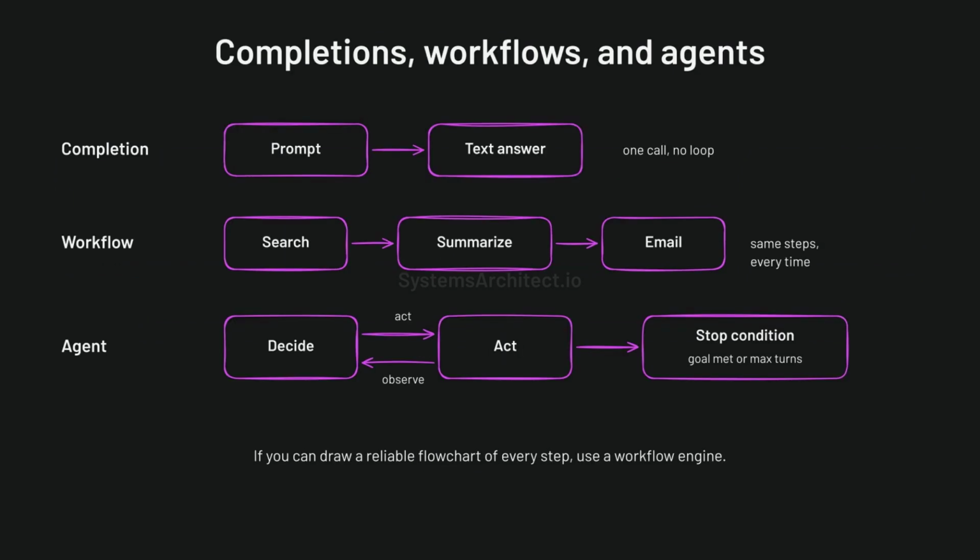A one-shot prompt that returns text is a completion, even when the prose is excellent. A fixed sequence that always searches, then summarizes, then emails is only a workflow or chain. What decides the next step? An agent decides which step to take next based on what just happened. That decision usually lives inside a loop with an explicit stop condition. If you can draw a reliable flowchart of every step, you usually want a workflow engine, not free-form agency.